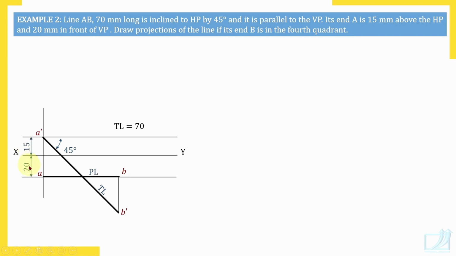Also dimensions are inserted above the dimension line and along the dimension line. So 20, don't write 20 below this dimension line, above. That means dimension line should appear as if it is underlined. Dimensioning is very important in engineering drawing.